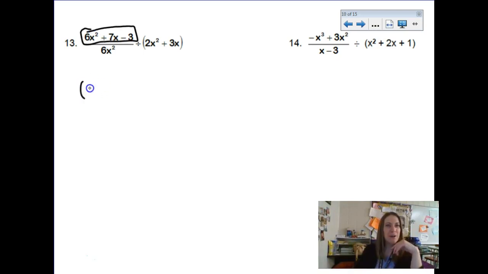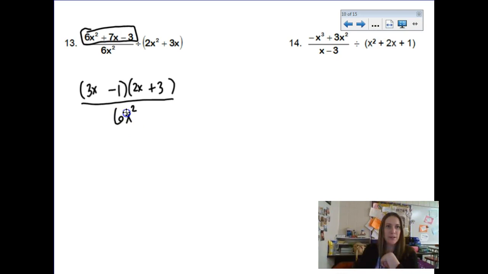Let's see. How about 3x and 2x? I'm sorry. How about a +3, because that'll give me a 9 on the outside arch. And a -1 right here, because that'll give me a -2. So 9 minus 2 is going to give me 7 in the middle. There we go. And then we have a 6x squared.